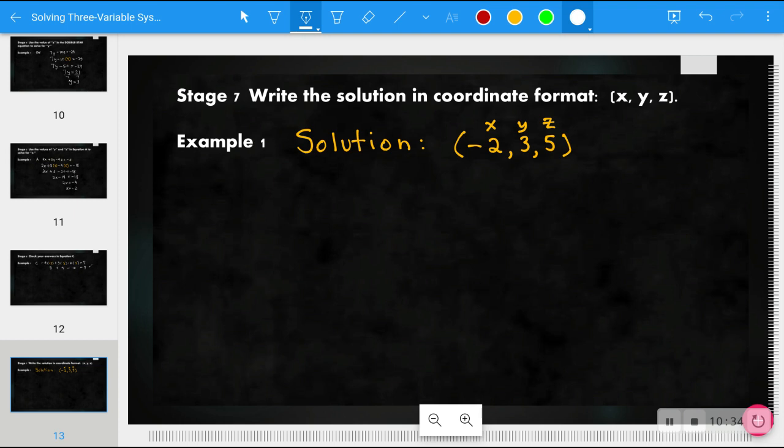Okay, so that's how you solve three variable systems. So it's a long process, and once again, I'll emphasize that you have to work very carefully because if you make a mistake, these are very hard to find the errors and very hard to fix. So just work slowly and methodically.